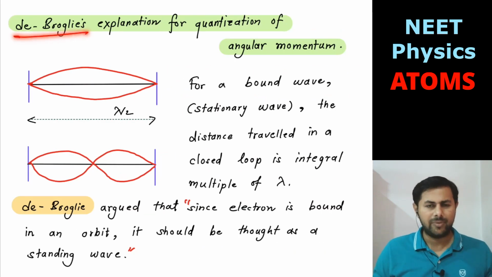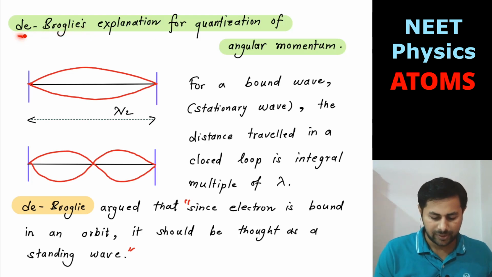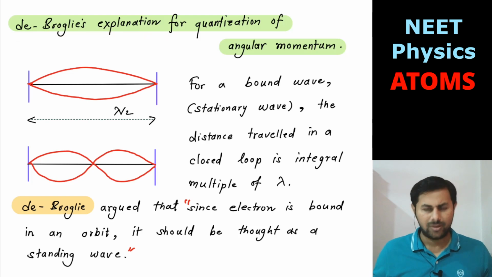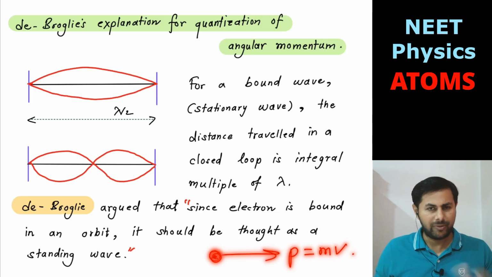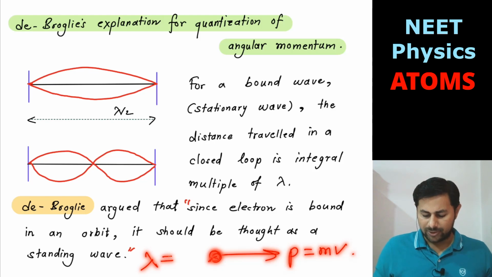Actually de Broglie was the person who explained the quantization of angular momentum using his hypothesis, the de Broglie hypothesis. So what is the de Broglie hypothesis? De Broglie says that just like there is dual nature of radiation, there is dual nature of matter also. Suppose there is a particle moving with velocity v, its momentum p is equal to m times v. Then this particle behaves like a wave also. That's the dual nature. And what will be the wavelength of that wave? Lambda is equal to h by p.